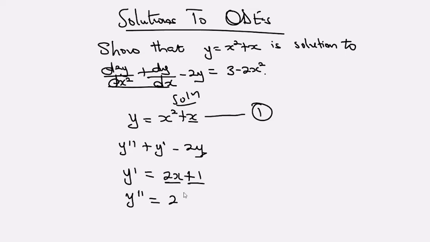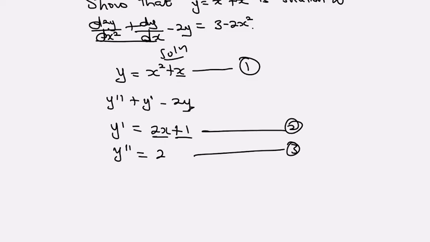Then the next thing to do is to name our equations as equation 2 and this one too as equation 3. So now that we have our equation 1, equation 2 and equation 3, we are going to substitute them into this to show whether we are going to have our final result as this one. Now our y equals x squared plus 6. So our y prime prime equals 2. And our y prime is 2x plus 1.